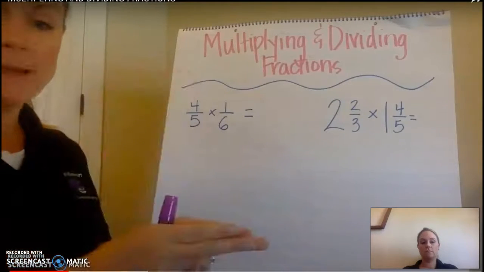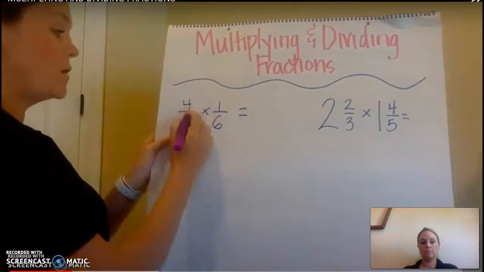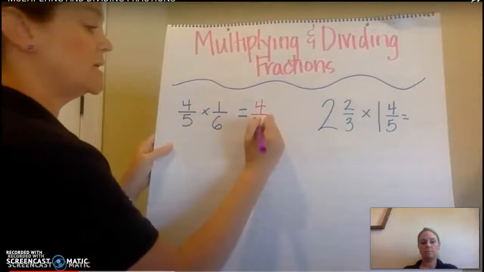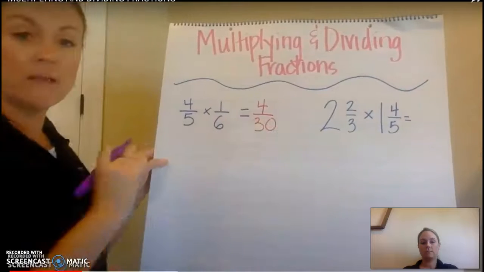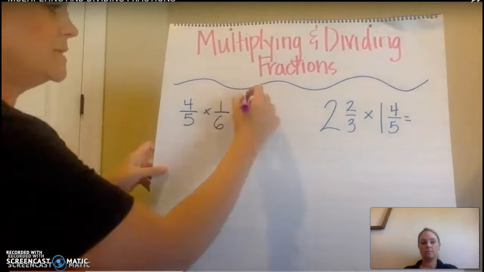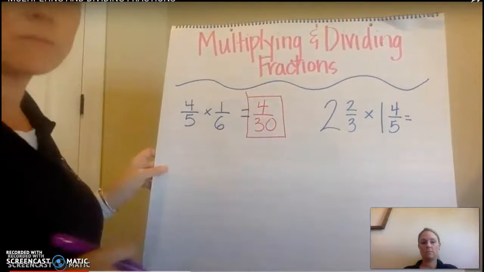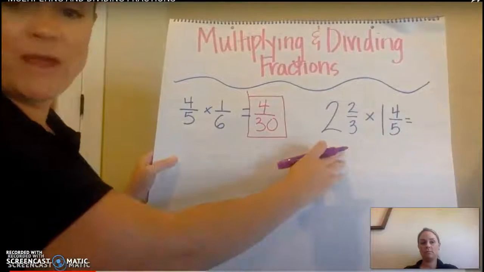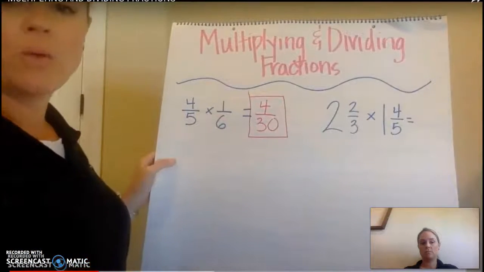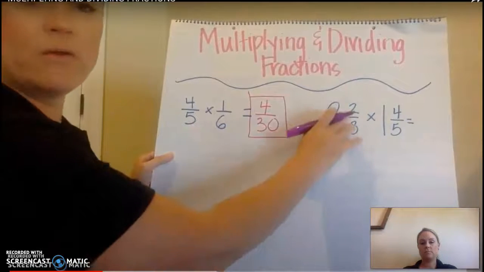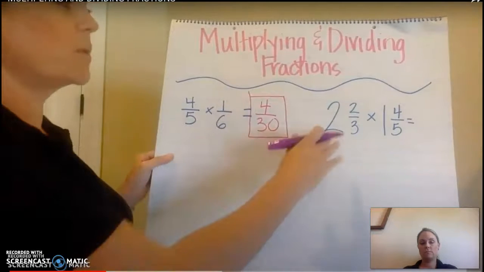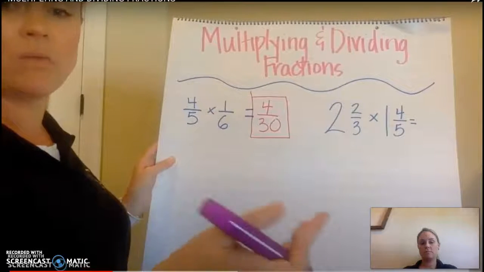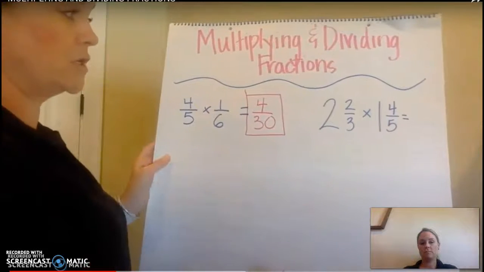So here we're just multiplying straight across, okay? I know 4 times 1 is 4, and 5 times 6 is 30. And that's all. That's my answer right there. Easy as pie. Now, you know this looks much more like a 5th grade fraction. Here, we have to turn our mixed numbers into fractions that are greater than 1, or improper fractions, okay?